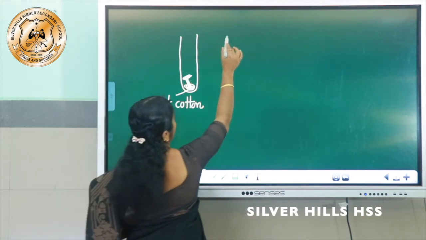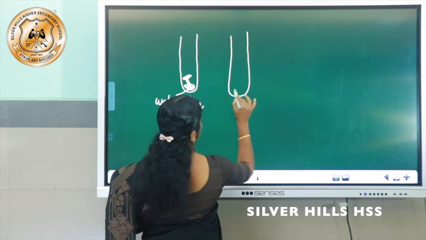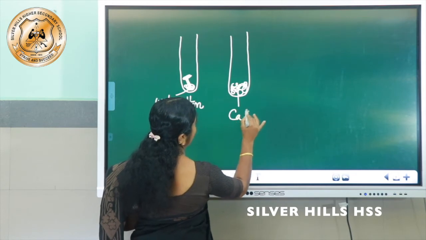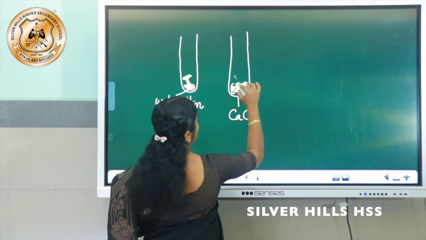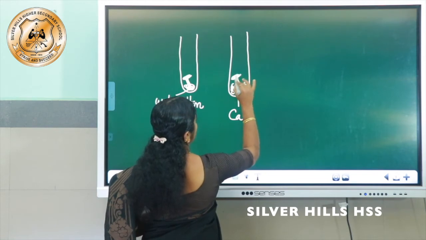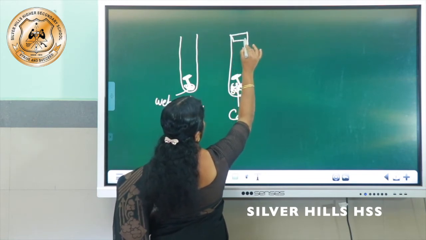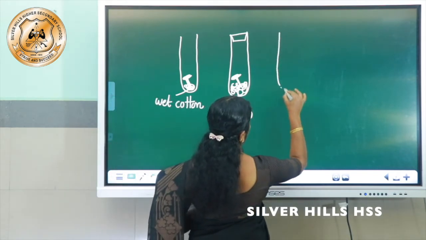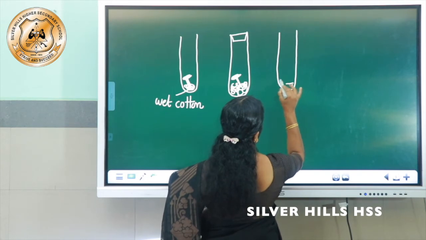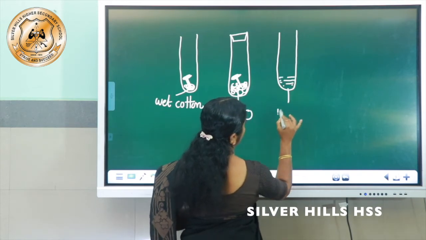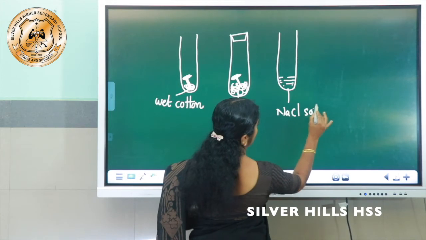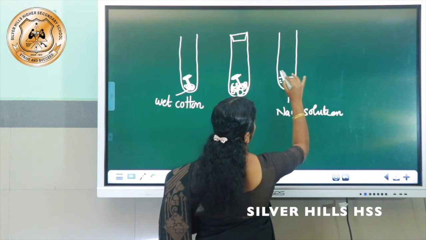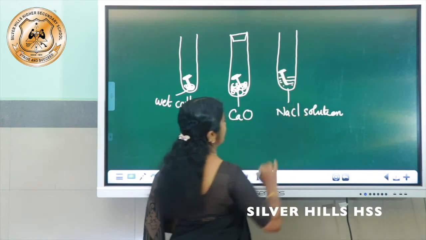In the second situation, we are taking some calcium oxide in a test tube and placing this iron nail in calcium oxide, and the test tube is closed. And in the third case, we are keeping this iron nail in sodium chloride solution, NaCl solution. Half of the nail is outside the solution, so it is kept like this.